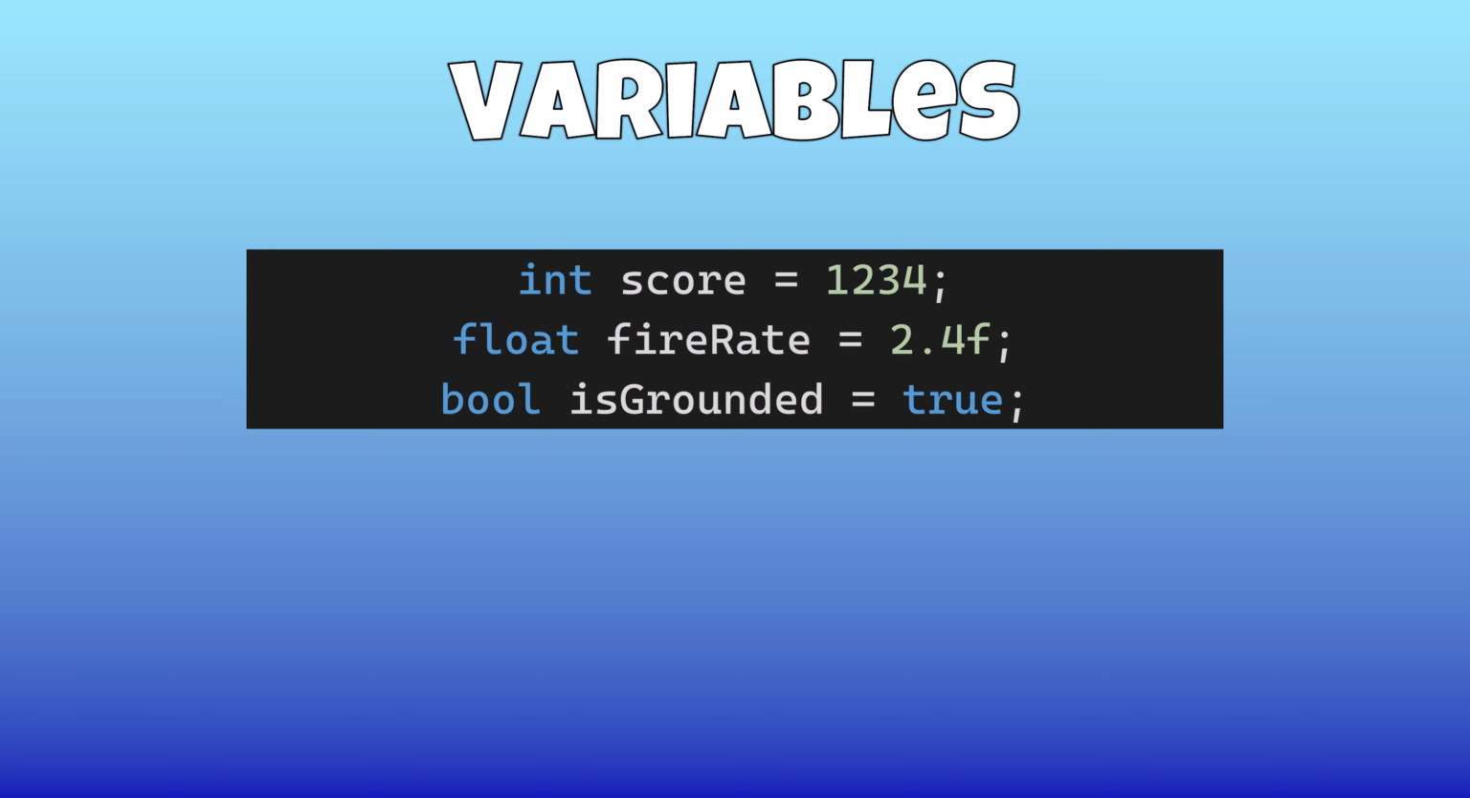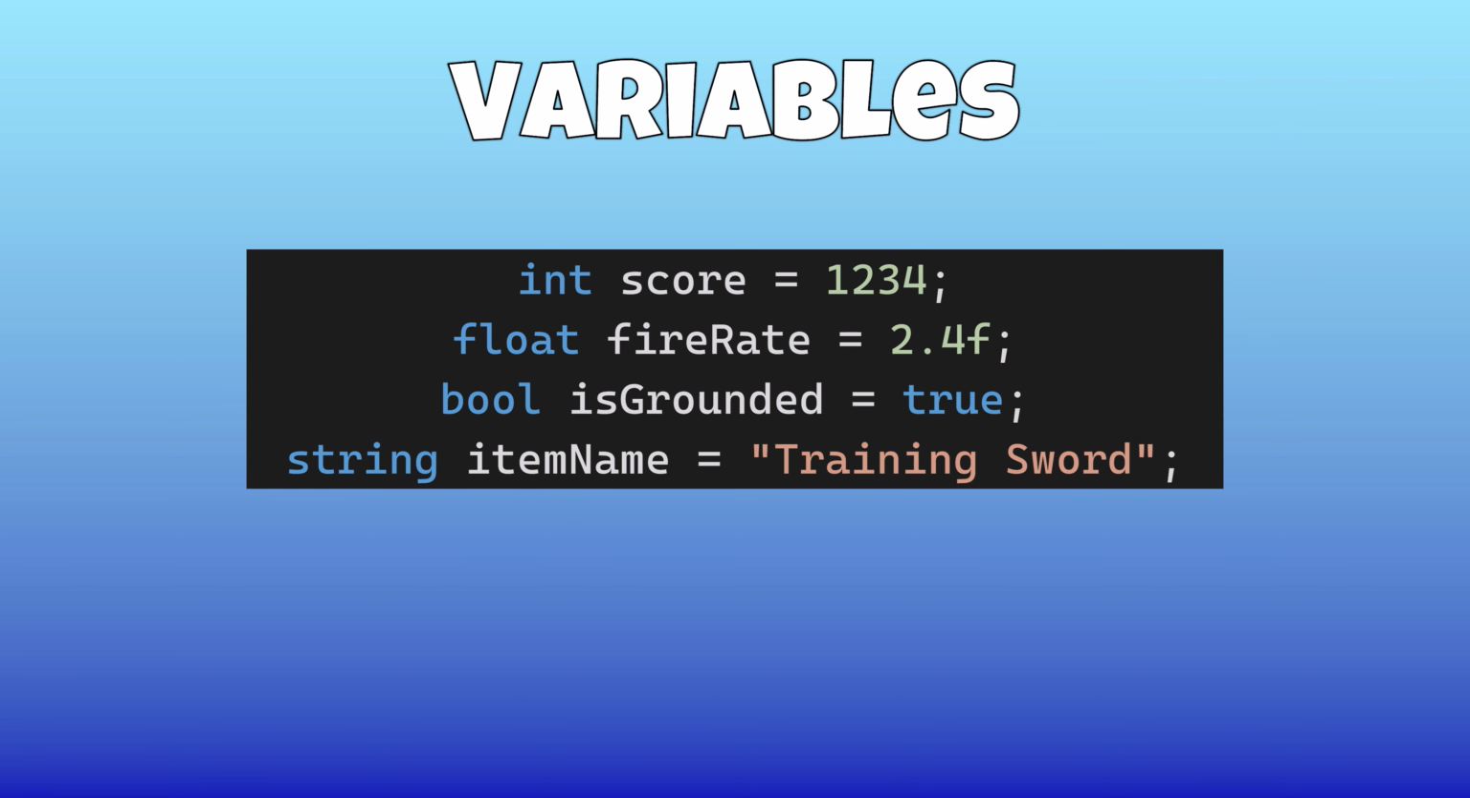There is also the boolean. The boolean can only have two different values, either true or false. And you have the string. The string means just text, and when we write text, it's always between quotation marks.